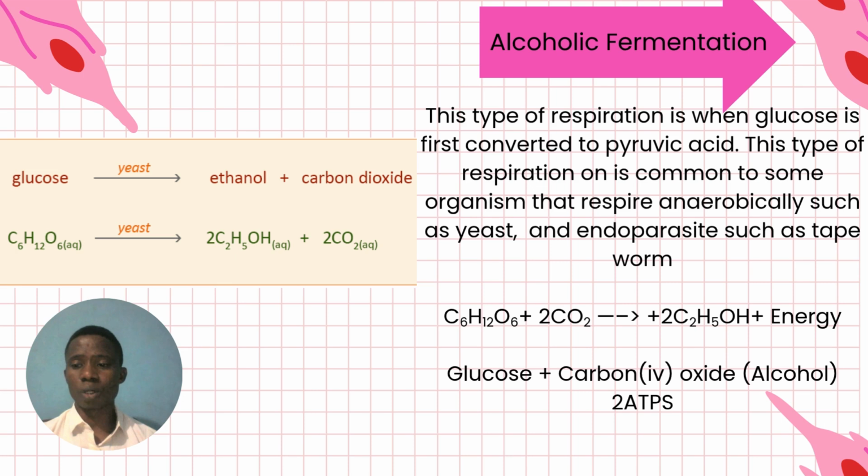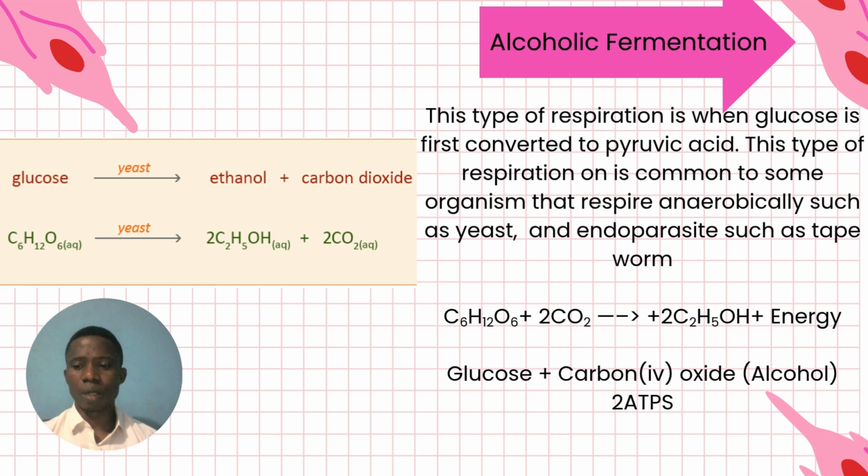Now, from the products, the ethanol, as I've said, is the alcohol, which is also known as ethyl alcohol. It is the primary product of interest in processes like brewing and fuel production. And the carbon dioxide is the gas that causes bubbling in fermented beverages and makes bread rise, as you can see in the equation.